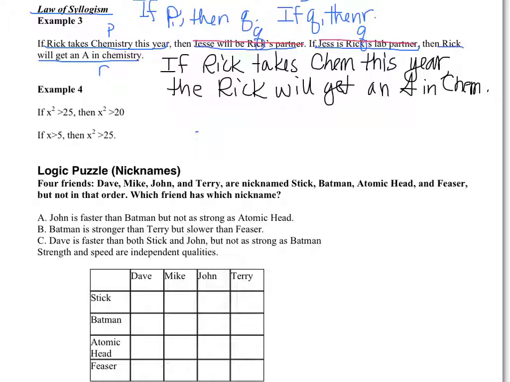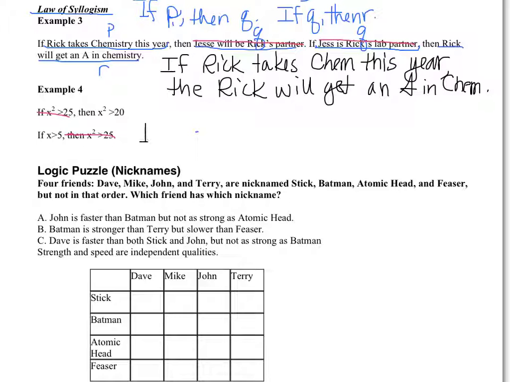So looking at the next one here, if x squared is greater than 25, then x squared is greater than 20. Here, if x is greater than 5, then x squared is greater than 25. So here's my if and then that matches up. So I'm going to cross those out.